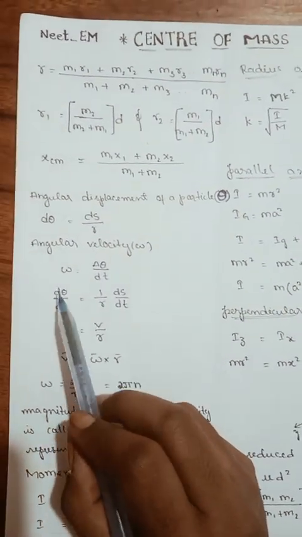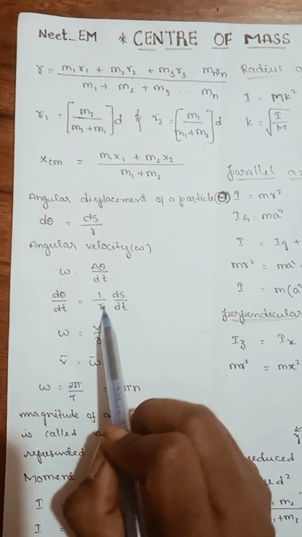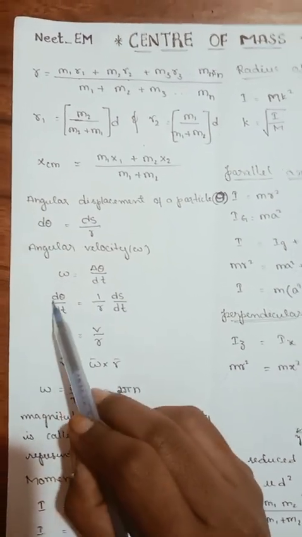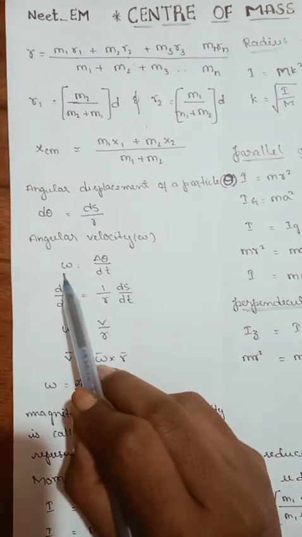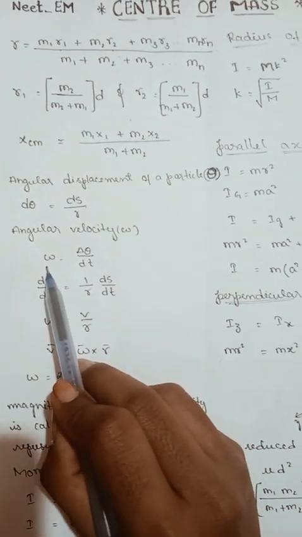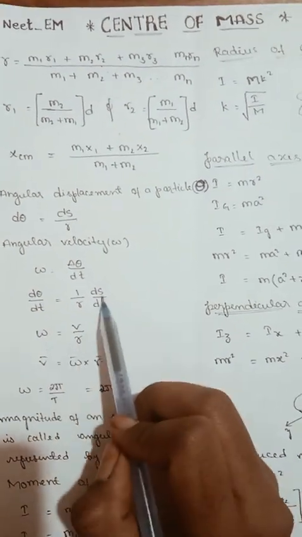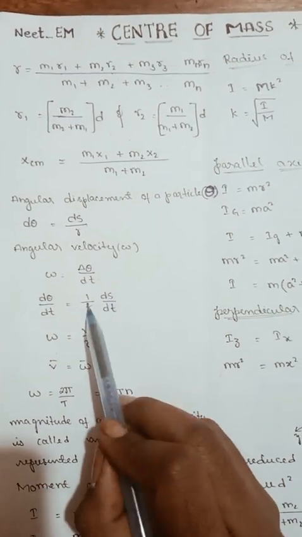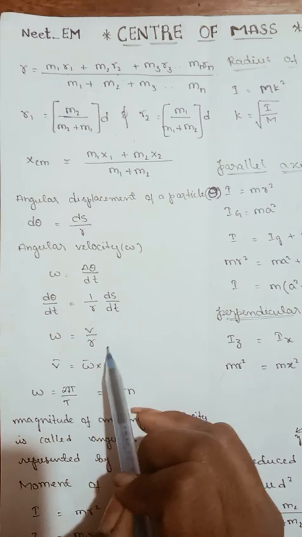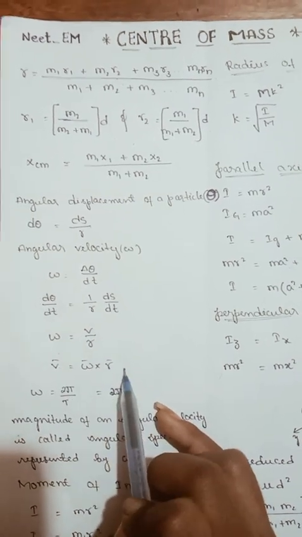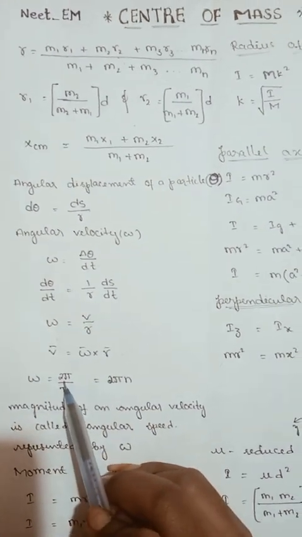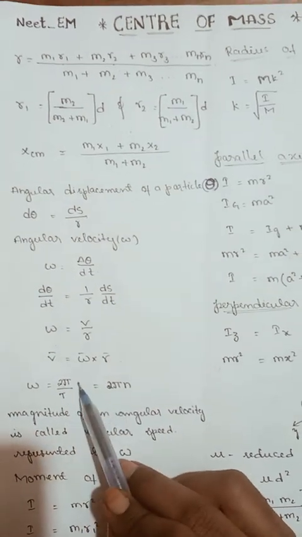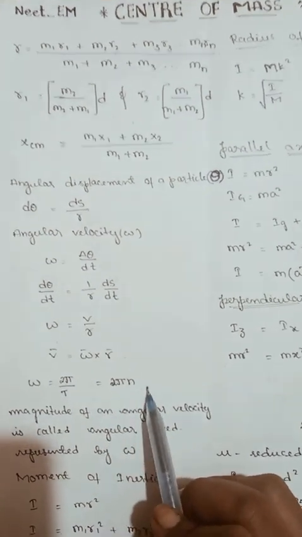So you can find that d theta by dt is equal to 1 by r ds by dt. dt is common on both sides. d theta by dt is equal to omega, as we said just before. So omega, which is the rate of change of distance with time, is equal to velocity v by r. Omega is equal to v by r. So v is equal to omega into r, and omega is also represented in terms of time period as 2 pi by T, which is equal to 2 pi n, where the reciprocal of time is frequency.